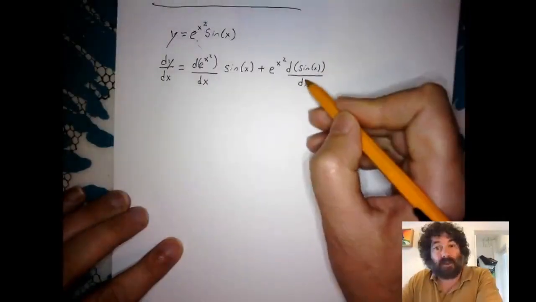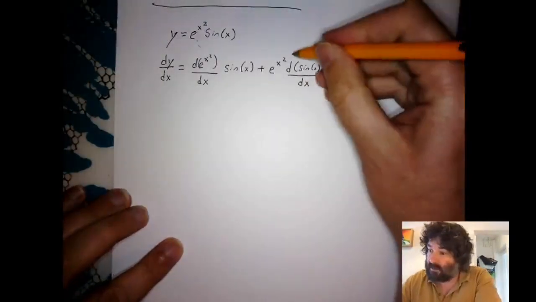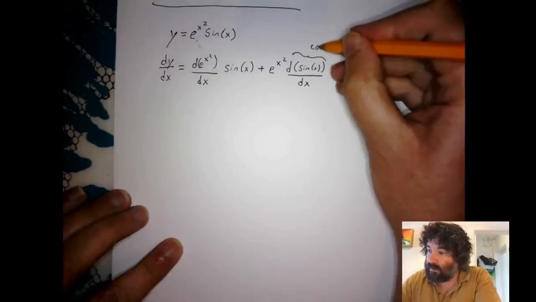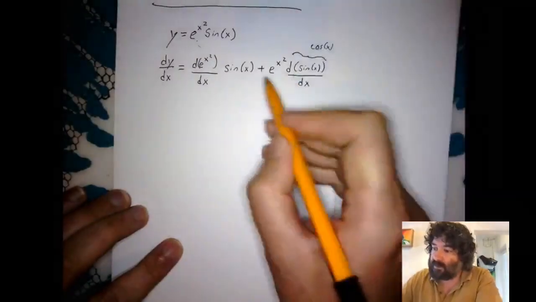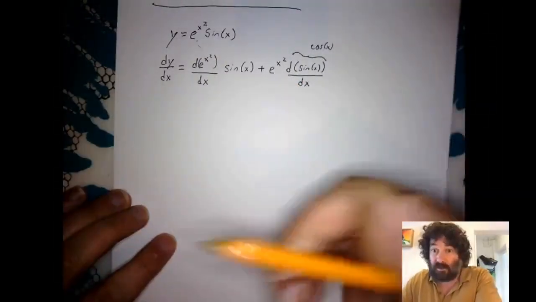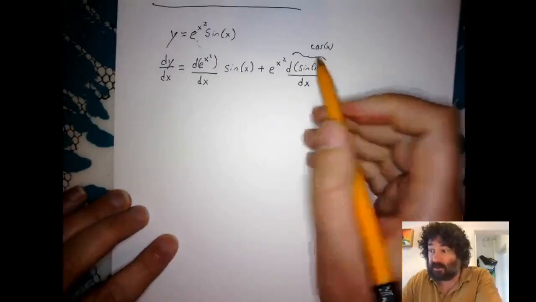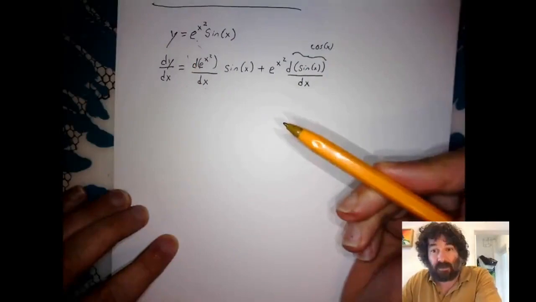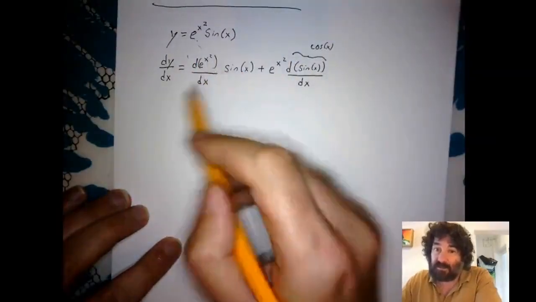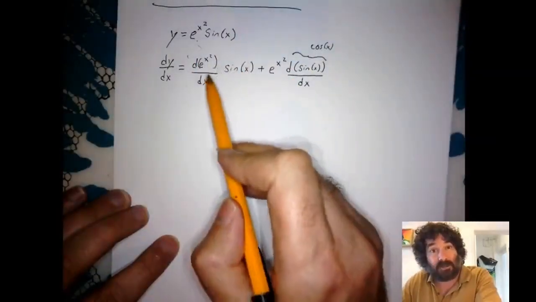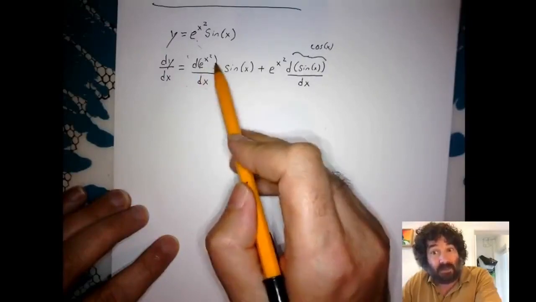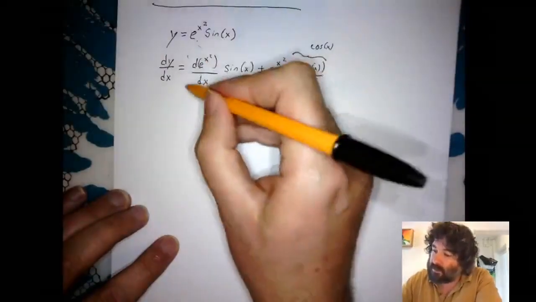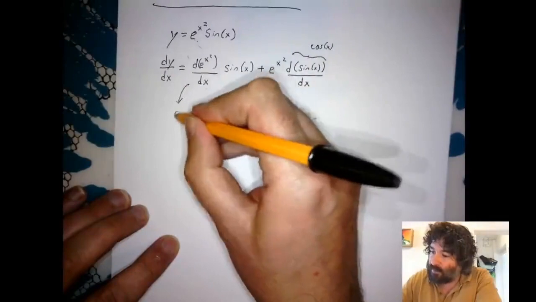And we know the derivative of sine right away, that's cosine. So this second summand here, we know what it is. It's e to the x squared times cosine of x. But for the first one, we need to know the derivative of e to the x squared. And in order to calculate it, you have to use the chain rule, because this is a composition of the function e to the x and the function x squared. So for this one, we apply the chain rule.